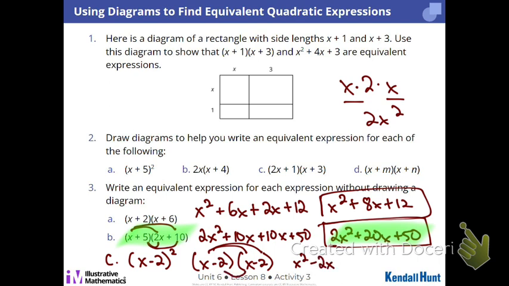I now need to distribute my negative 2. Negative 2 times x is negative 2x. Negative 2 times negative 2 is plus 4. So the result is x squared minus 4x plus 4.